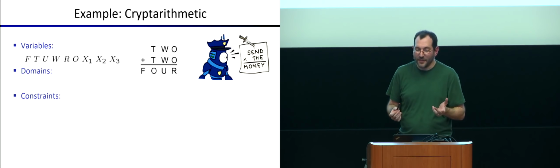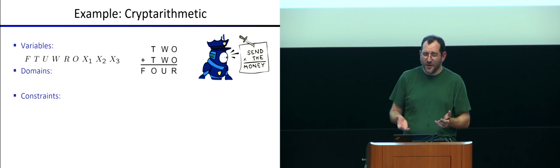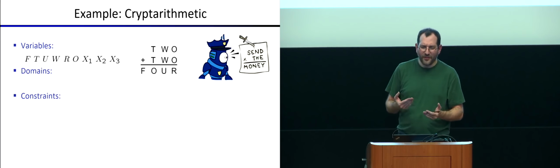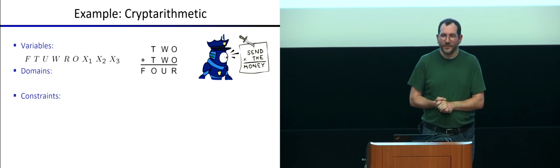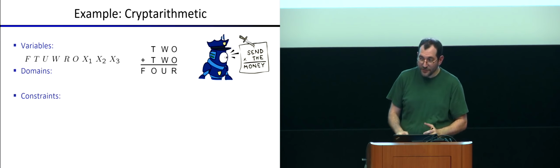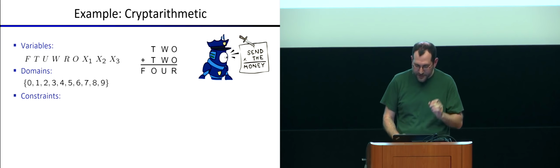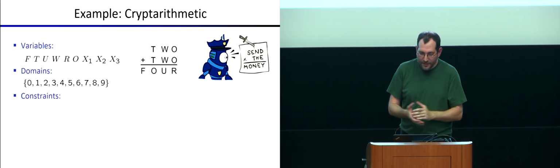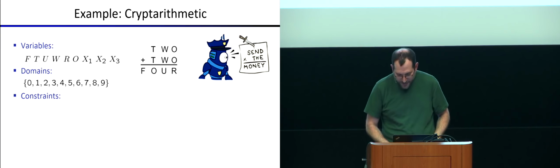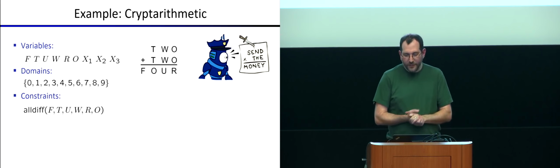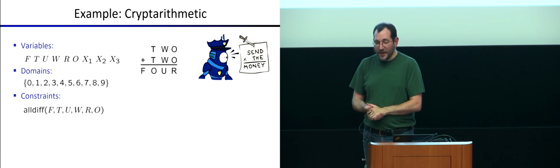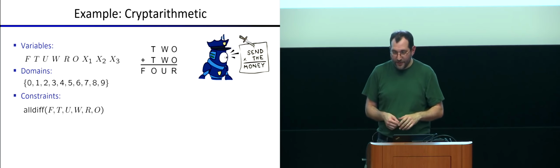Because you're going to want to write something like O plus O equals R, but that's not quite right. There's something else going on here. Those are the carry bits. So we need to introduce some variables here for the carry bits, and their domains are going to be the digits, and the carry bits will maybe have limited domains. What about the constraints? Well, one constraint that goes with these problems is that they all be different. Otherwise, you just assign everything to 0, and it would be fine.